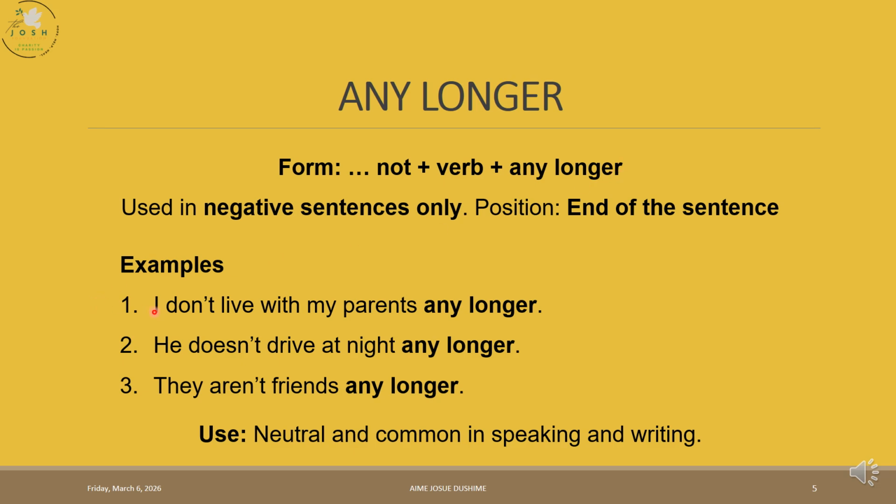Example, I could say I don't live with my parents any longer. It comes here at the end. He doesn't drive at night any longer. Just put it at the end, and it is in a negative sentence. Doesn't drive, don't live. You see, it's in negative sentences. They aren't friends any longer.